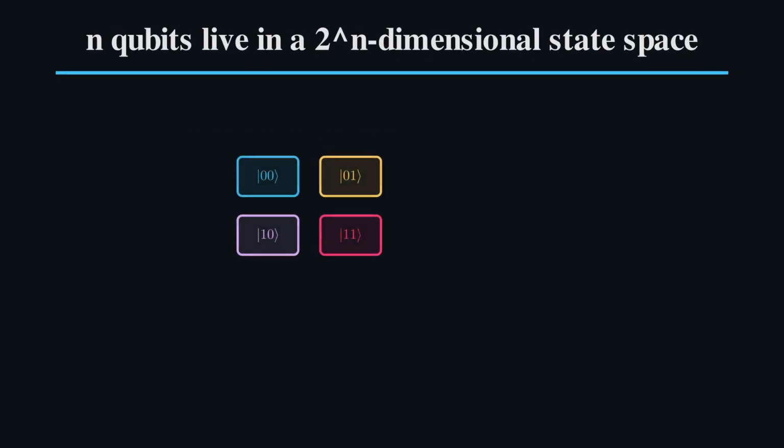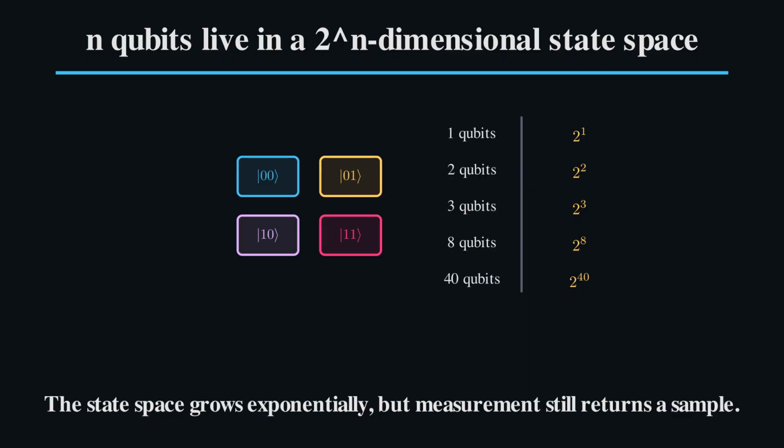With 2 qubits, the state has 4 amplitudes: 00, 01, 10, and 11. With 3, it has 8. With n qubits, the state space has 2 to the n amplitudes. That exponential state space is why quantum systems are hard to simulate classically. But a quantum computer still cannot print all 2 to the n amplitudes. It can only transform them with gates, then sample from the final distribution.